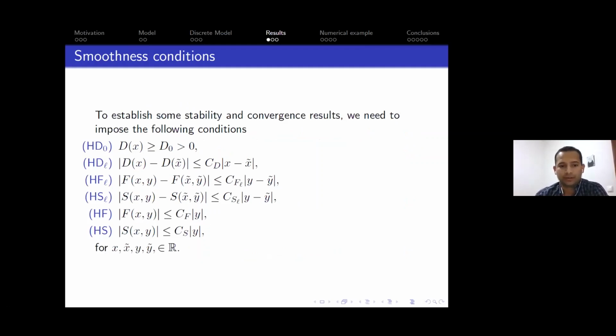We need to establish these conditions for the results. The first one, as you can see, is that we are asking the diffusion coefficient to be bounded from below by a positive constant. We also ask the diffusion coefficient and the functions F and S to be Lipschitz, and a couple more conditions: we can bound the function F at any point x and y by a constant times the second entry, and similarly for the function S.